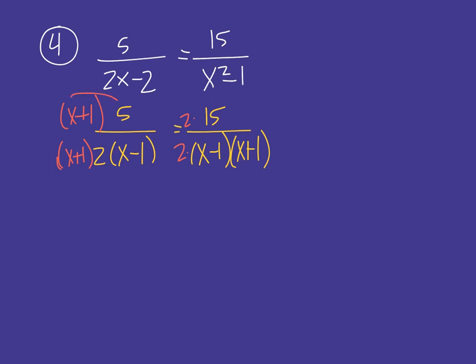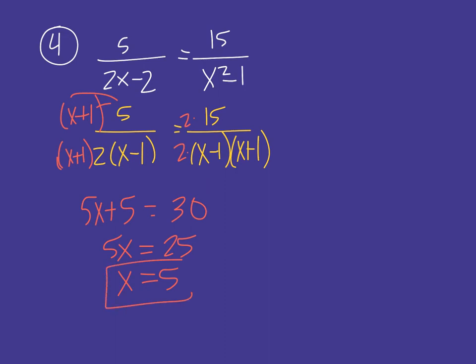So if I distribute, I have 5x plus 5 equals 30, and they all have a common denominator, so I can just ignore the denominators, and so this one's actually not too bad. 5x equals 25, and if I divide by 5 on both sides, I get 5. If I go back up to the beginning, if you plug 5 in, you can see that it works and there's no undefined values, so we're good.